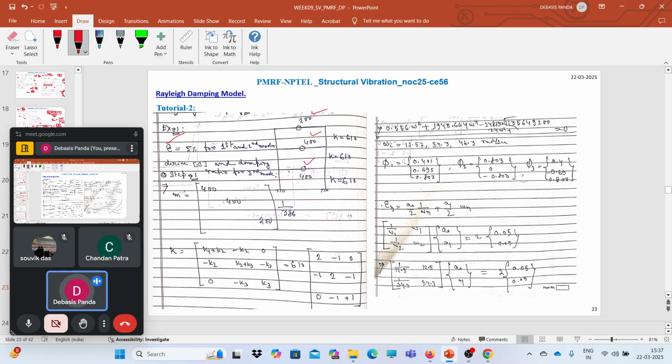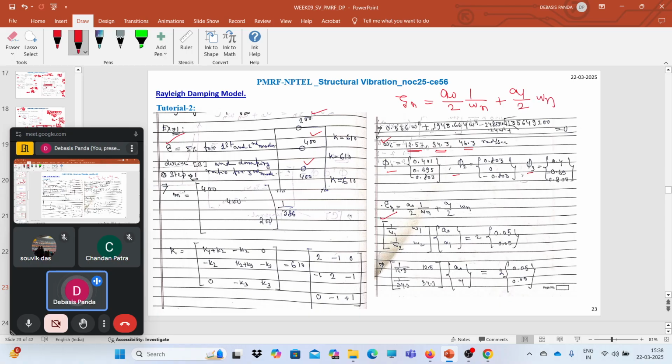Here, first we need to solve the characteristic equation and find out the omega i. The first natural frequency comes as 12.57, second 34.3, and third is 46.3 rad per second, the omega i's, right? And the corresponding mode shapes you also need to calculate. Then we can apply the model. So zeta n is equal to a naught by 2 times 1 by omega n plus a1 by 2 times omega n.